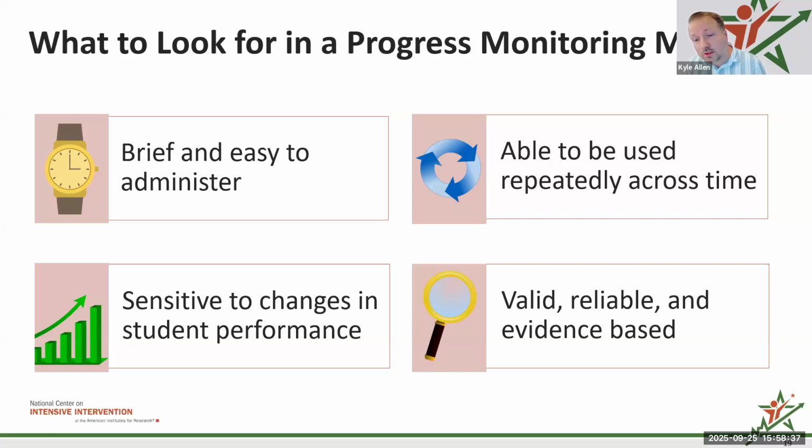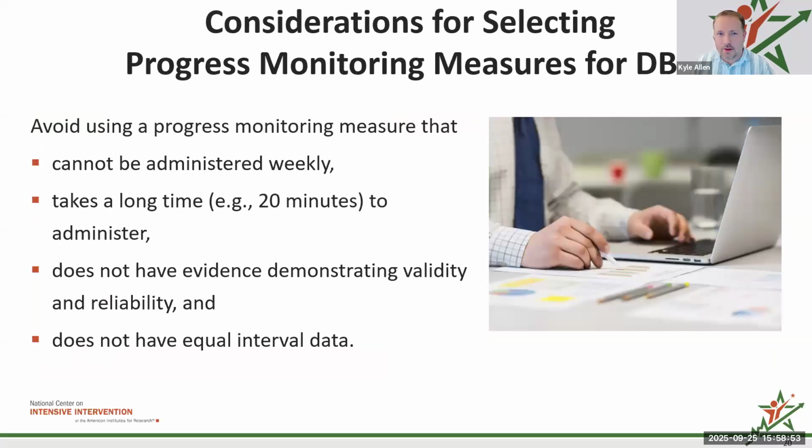We also want to make sure that the tools that we utilize, the measures, are valid, meaning that they're measuring what we wanted to measure. They're reliable, meaning that they measure the same thing every time, and that they're evidence-based and that they have research that supports them. All right. So hopefully either that was kind of reinforcing what you knew or perhaps maybe some new information. Just a couple other things around considerations for selecting a progress monitoring measure, specifically for this process of data-based individualization.